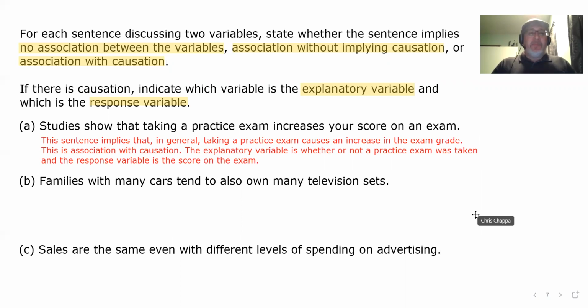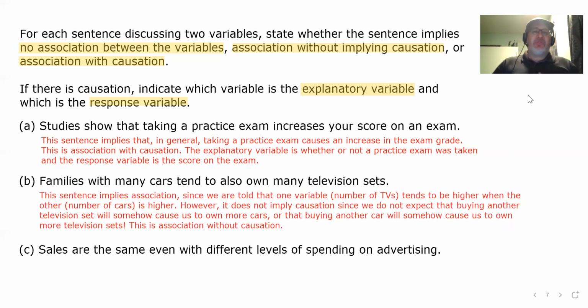All right, let's take a look at B. Families with many cars tend to also own many television sets. First off, is there an association being described? Many cars, many television sets. It is implying an association there, meaning that they're both kind of moving in the same direction. But is it implying causation? In other words, is it saying something like, if you get more cars, then you will have more television sets? It's actually not saying that. So we seem to have association without implying causation.